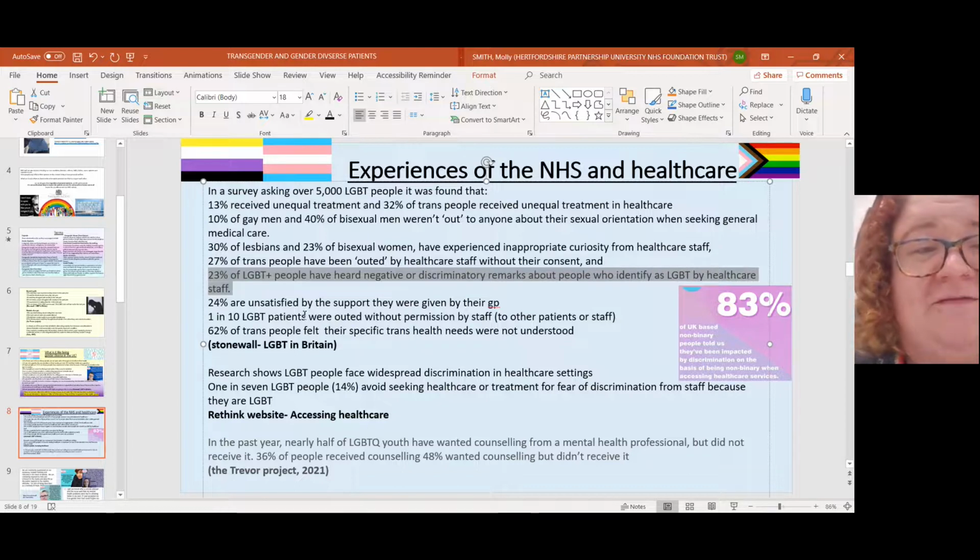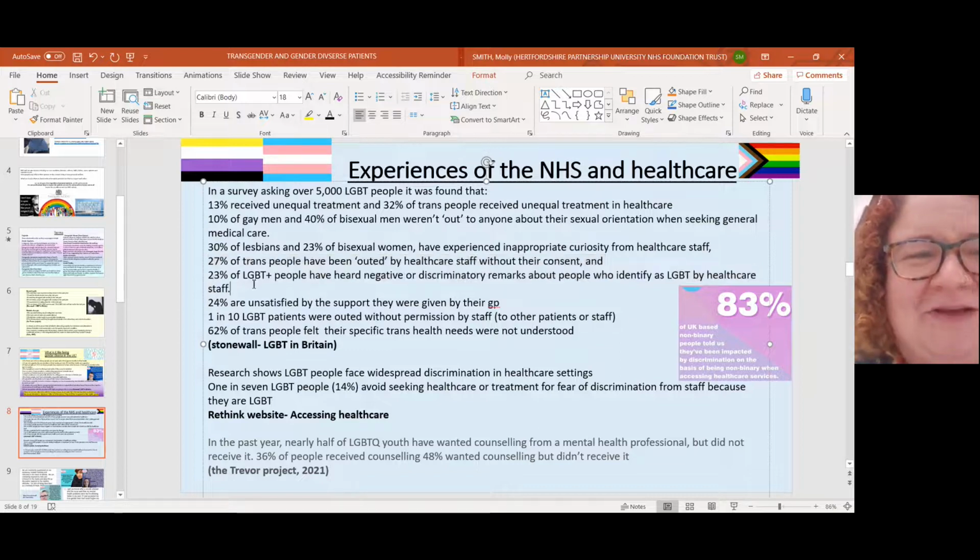Now, let's just take those two things in for a moment. That's a whopping over a quarter of people who have been outed by healthcare staff. And you don't know what their family or friendship environment is like. You don't know what kind of problems or difficulties that person may have. And also, it's their right to come out when they're ready, when they choose to, if they even want to. It's not that professional's right to share that information.